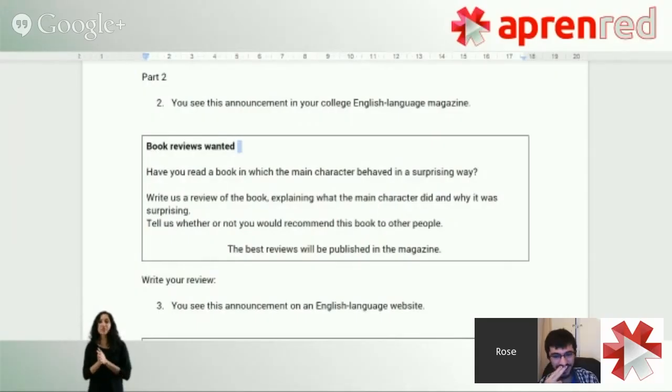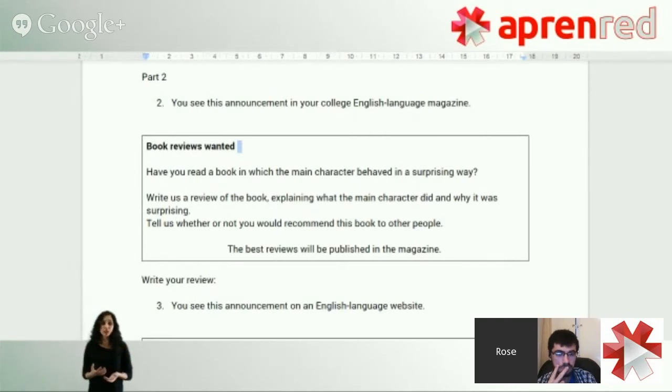They're asking for a review of a book, okay? A book you have read, a book in which the main character, el protagonista, behaved in a surprising way. Write us a review of the book, explaining what the main character did and why it was surprising. Okay? Tell us whether or not you would recommend this book to other people. The best reviews will be published in the magazine.